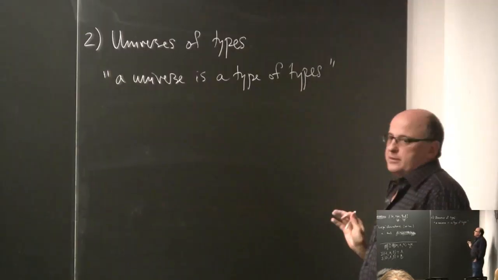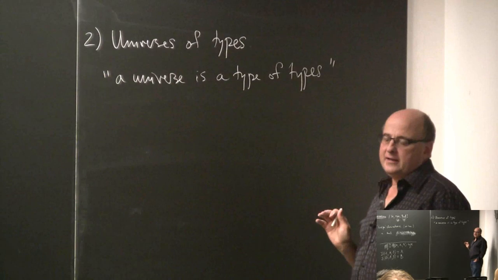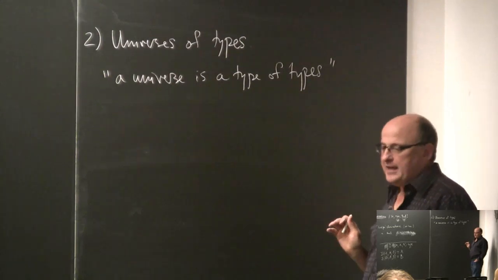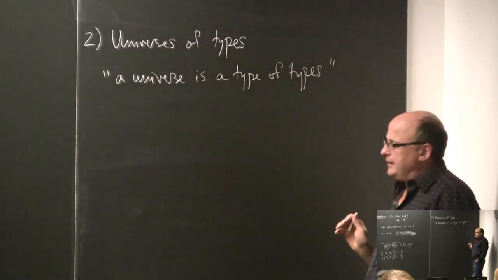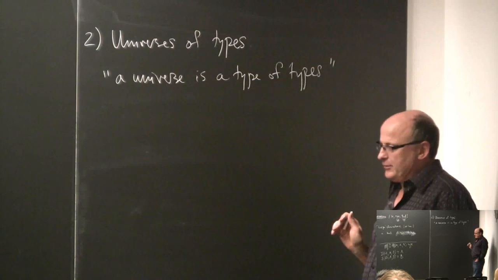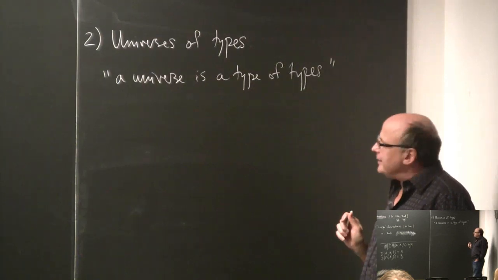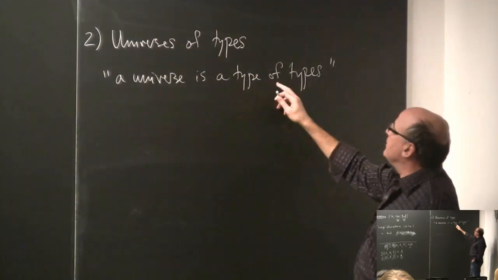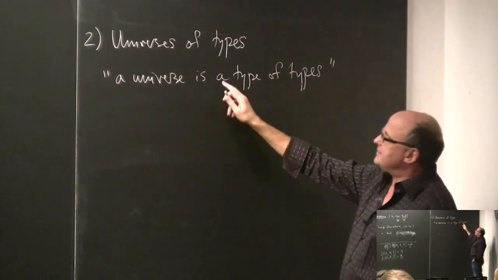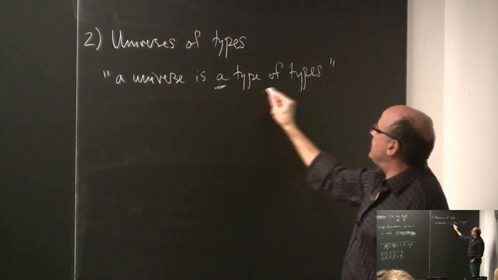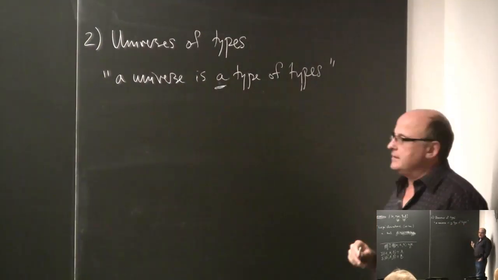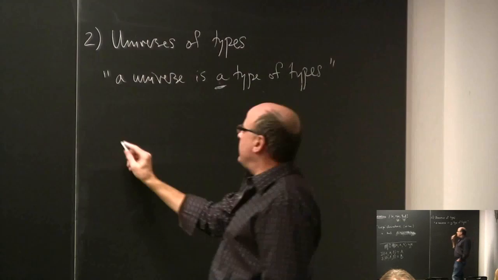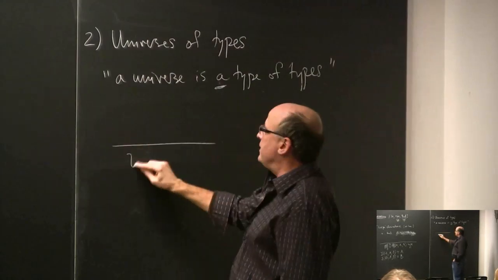Now, no doubt, those of you with some experience are immediately thinking, this has to be suspicious, okay? Because we all know that there's no set of all sets. And so, what's going on here? There's something a little suspicious. Well, I don't say that it's the type of all types. I say it's a type of types, okay? So that's the idea.